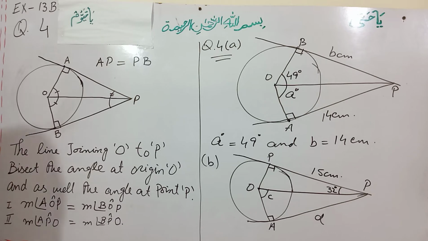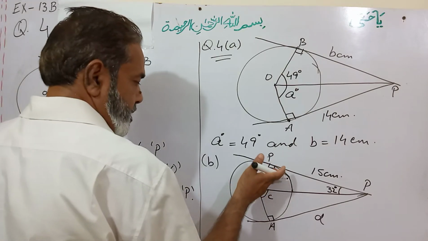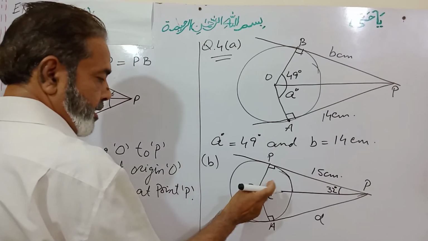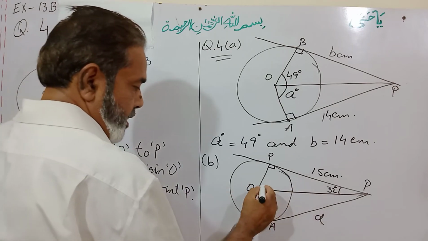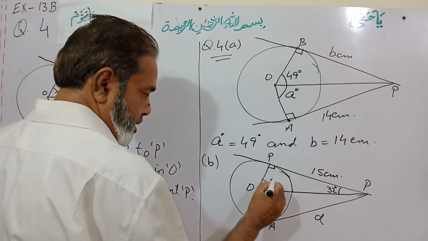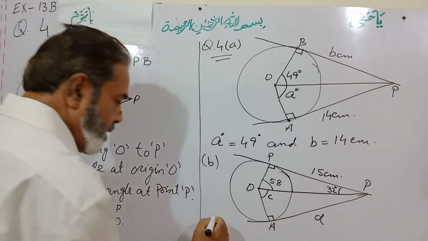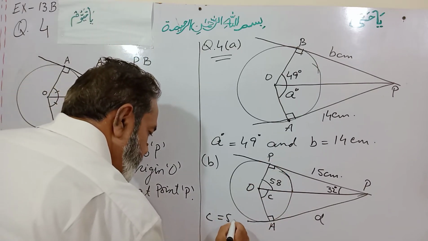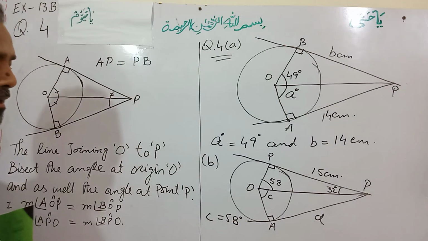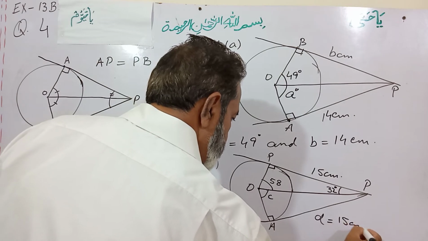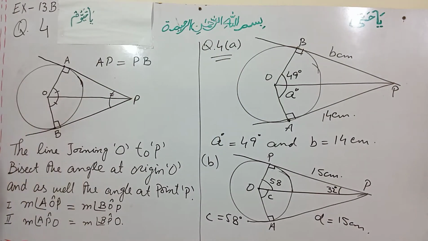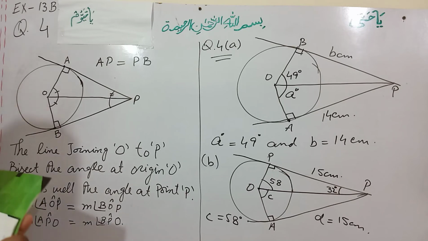Now, as you know that this is a right angle triangle, we can easily find the angle at O. 90 minus 32 will be 58. So c is equal to 58 degrees and d is equal to 15 centimeters according to this rule which is defined by the book. That's it.